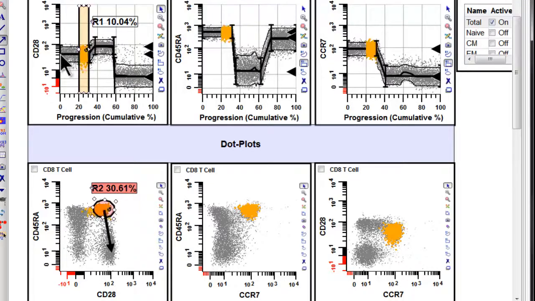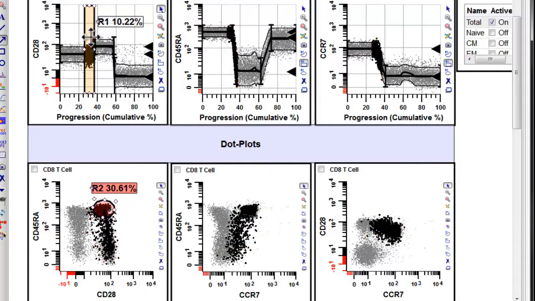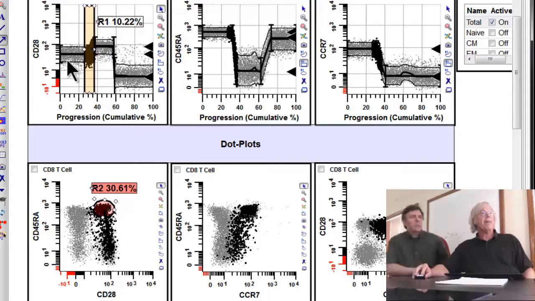But the nice thing now is that all these dots are ordered from left to right. So the events that are in the beginning are going to be our naive events. And then as we move to the right, we go through the progression. And I can see that happening in the dot plots down below as well, Bruce.